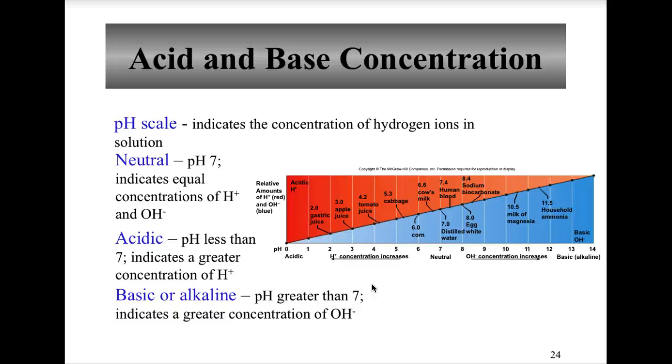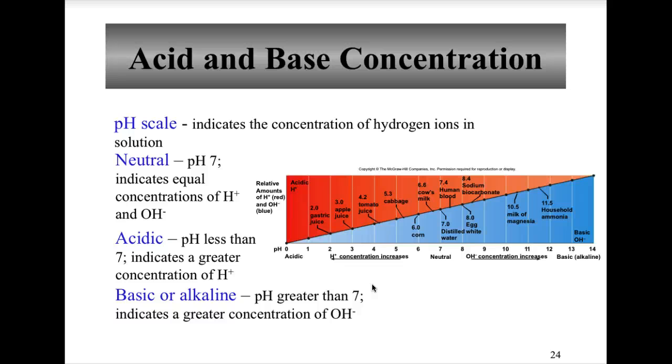Basically, what does pH measure? pH is a measurement that is equal to the negative log of hydrogen ions in solution. So the equation for pH is equal to the negative log of the hydrogen ion concentration in solution. And then you have that pH scale that ranges from 0 to 14.